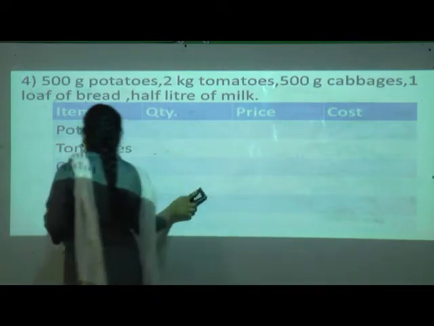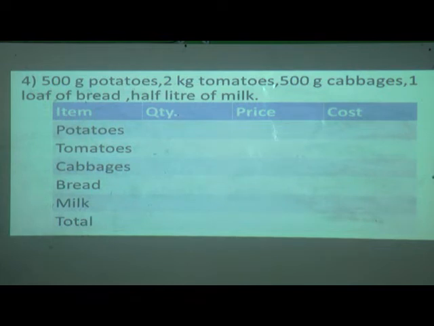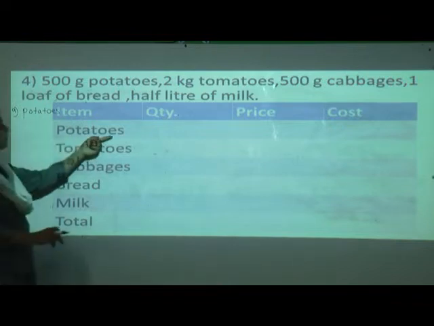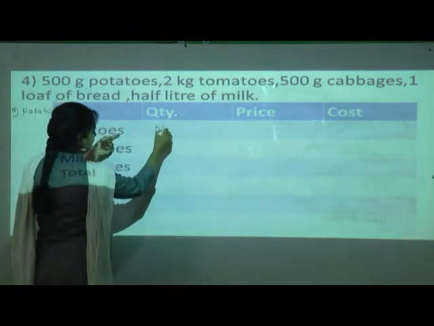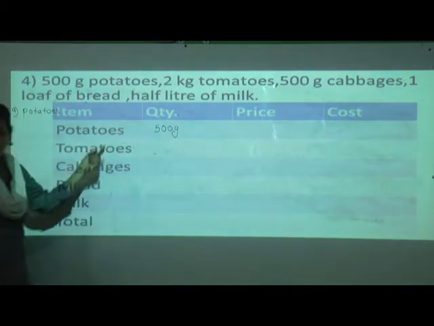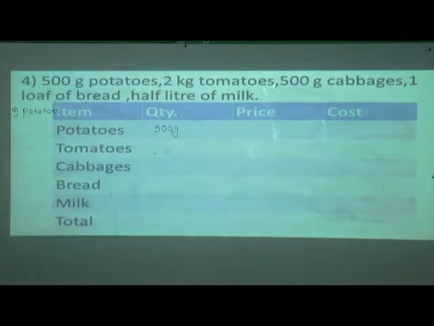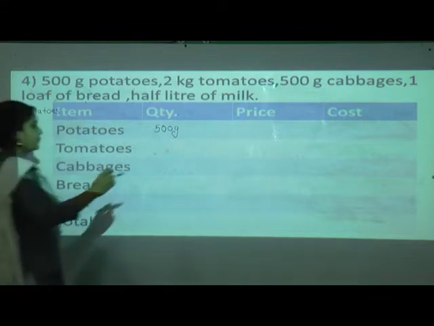See, 500 gram potatoes, 2 kg tomatoes, 500 gram cabbages, 1 loaf of bread, half liter of milk. Okay students, so for that you need to calculate all these items. We'll see here potatoes. Okay, how much potatoes have we taken? 500 gram here, isn't it? So the price of potatoes, see in the price list, rupees 6 per kg.